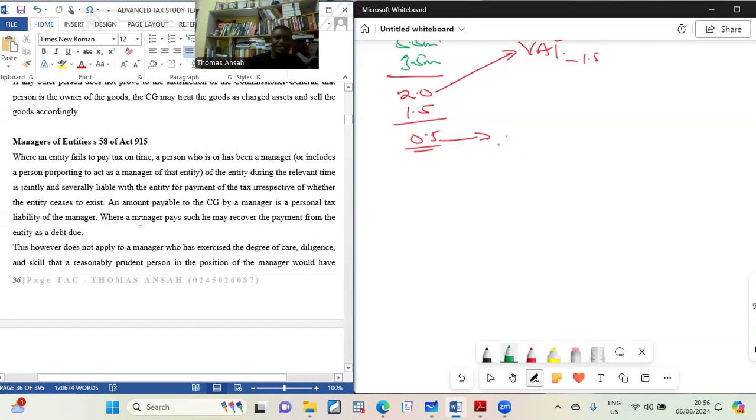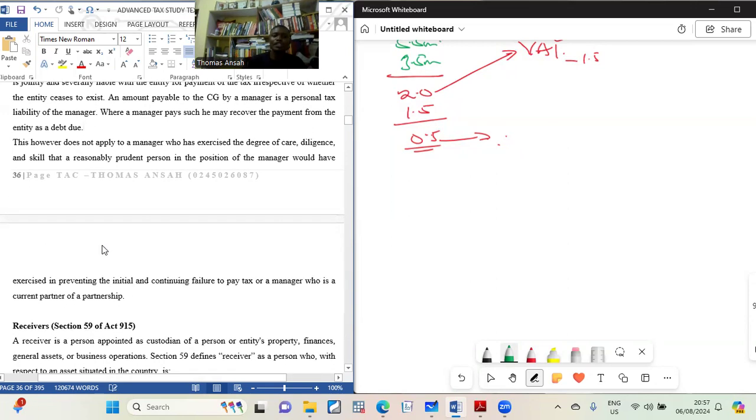Of course, when he pays it, he can go to the company to collect his money back. But as you are failing to pay, you are jointly and severally liable for payment, irrespective of whether the entity has ceased or exists. You, the manager, you are liable. Of course, there is a caveat. This does not apply to a manager who has exercised a degree of care and diligence, or who just assumed office 6 months before the liability came. So managers are not free.